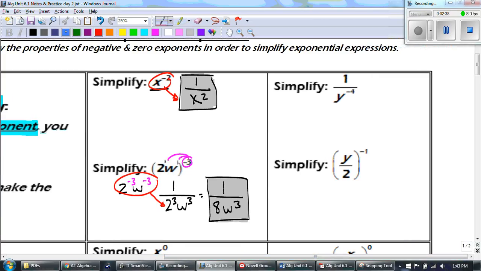Next one. Exponent's negative, drop it like it's hot. If it's already on the bottom, bring it to the top. And when I bring that to the top, I don't write over 1. It's just going to be y to the 4th.